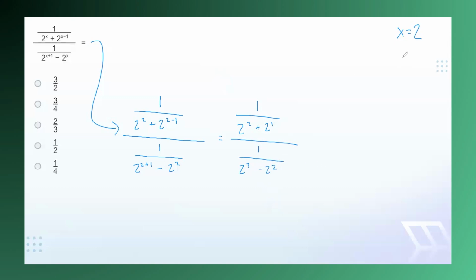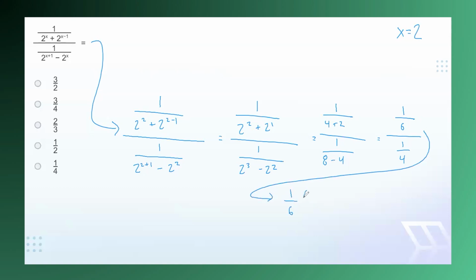Now, because I intentionally picked a small number, I don't have to apply any exponent rules or factor. I can just calculate. So I have 1 over 4 plus 2 over 1 over 8 minus 4. Continuing, I have 1 over 6 over 1 over 4. From here, multiplying by the reciprocal of my denominator, I have 1 over 6 times 4 over 1. Multiplying across, 4 over 6, which reduces to 2 over 3. Once again, the correct answer is C.